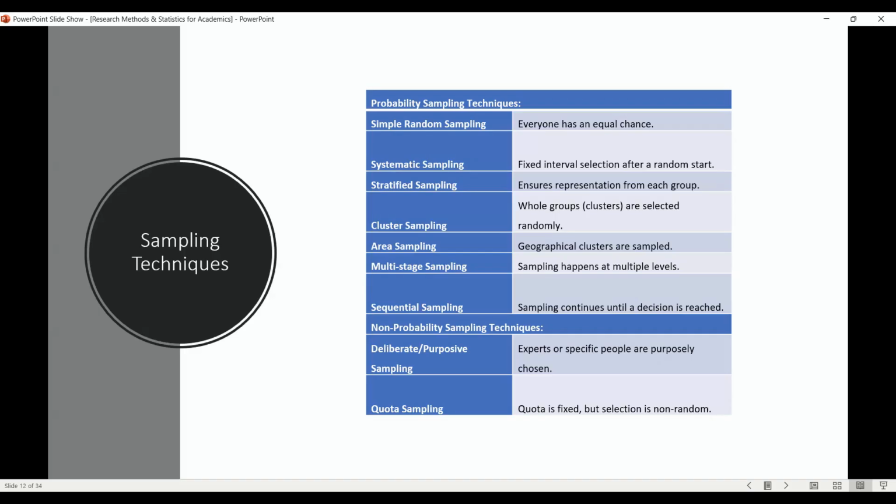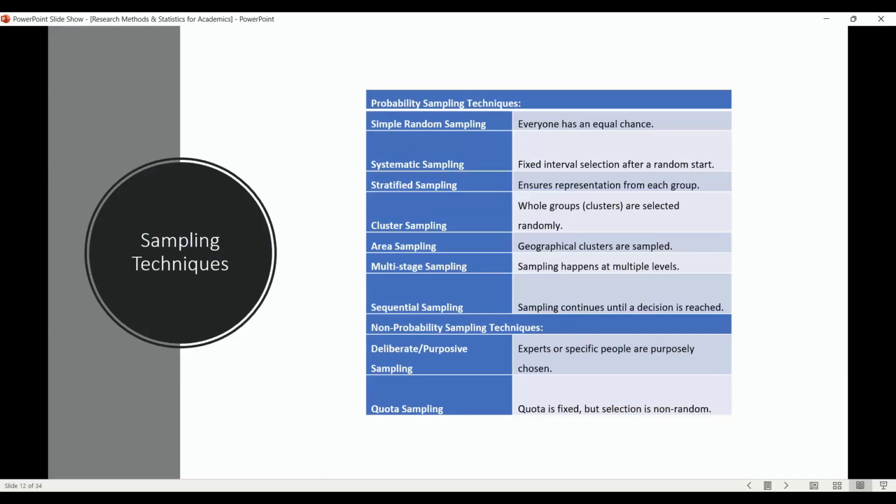Non-probability sampling, in the sense, there is something called purposive sampling. Say, for example, if I go and collect from this particular person, I may be able to obtain the right data. So that is what is called deliberate or purposive sampling. There is something called quota sampling. And there are other samplings like snowball sampling.